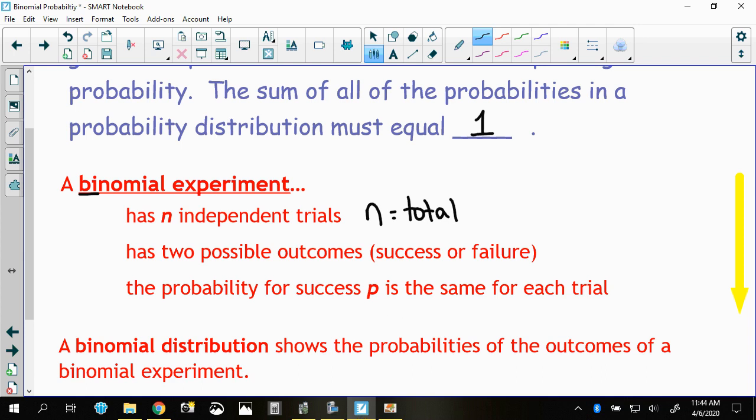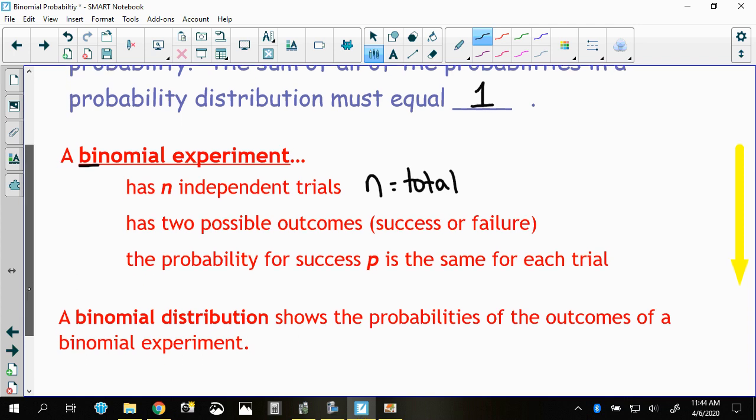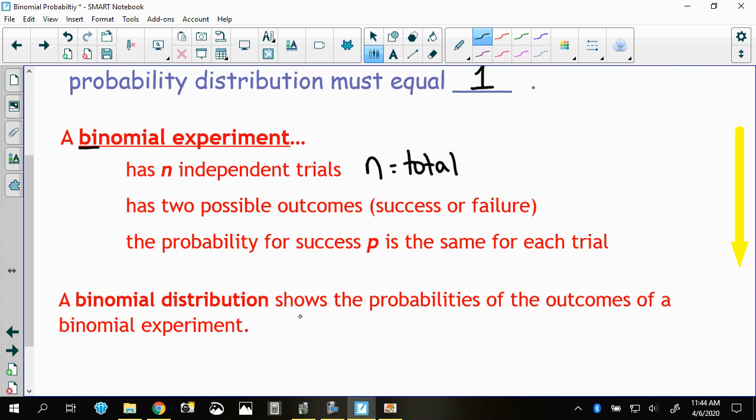So when we're talking about probability here, this is always going to be with a replacement if we're doing something like that. Okay, so a binomial distribution shows the probabilities of the outcomes of a binomial experiment. So just like a probability distribution, but this one only has success and failures.